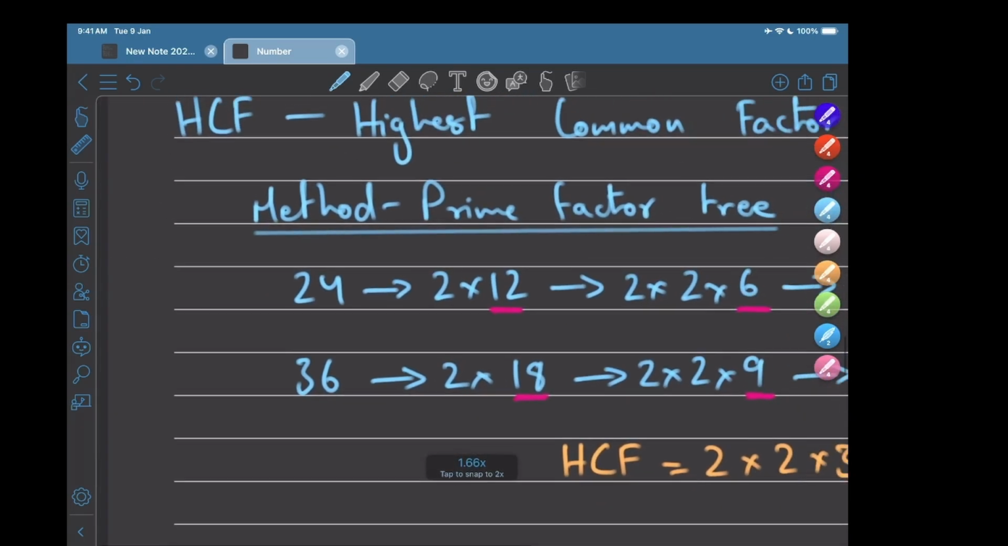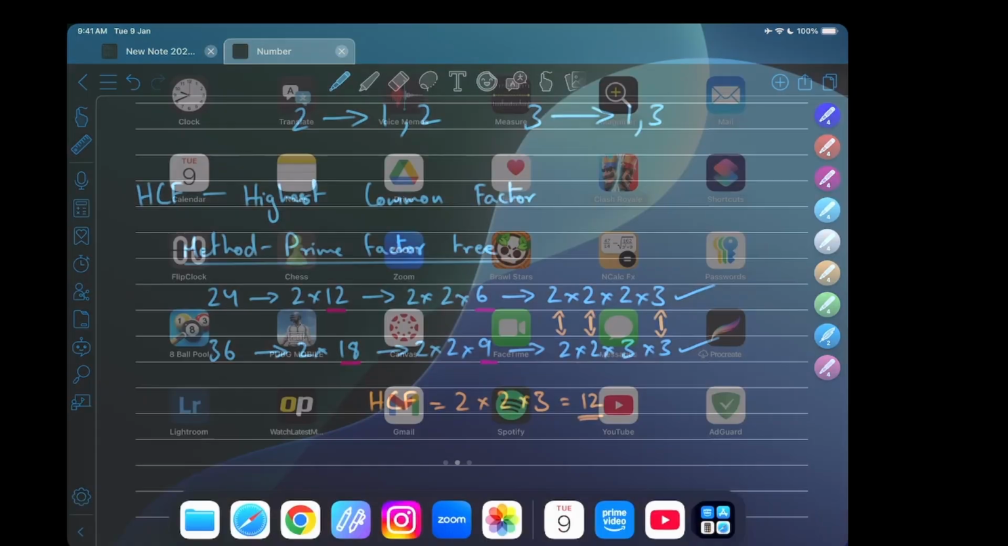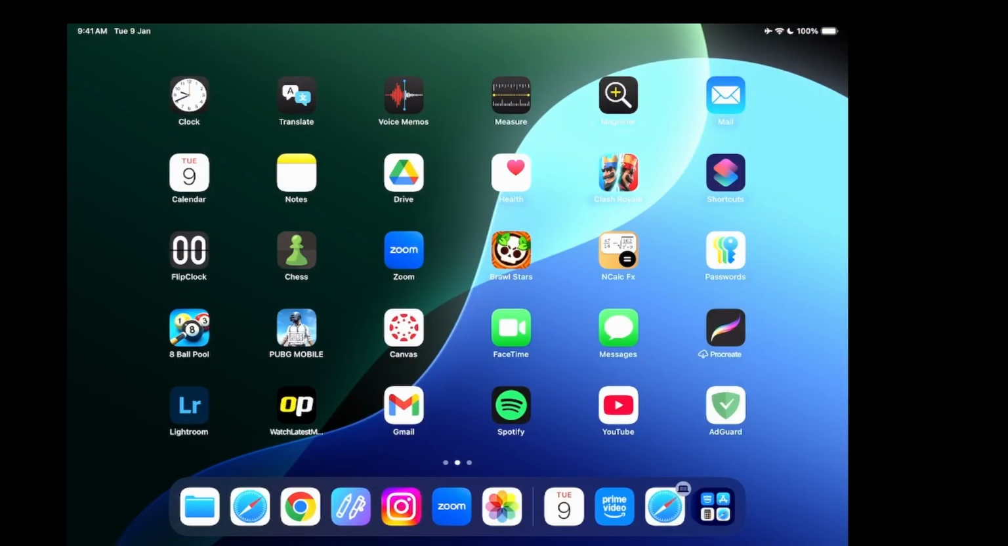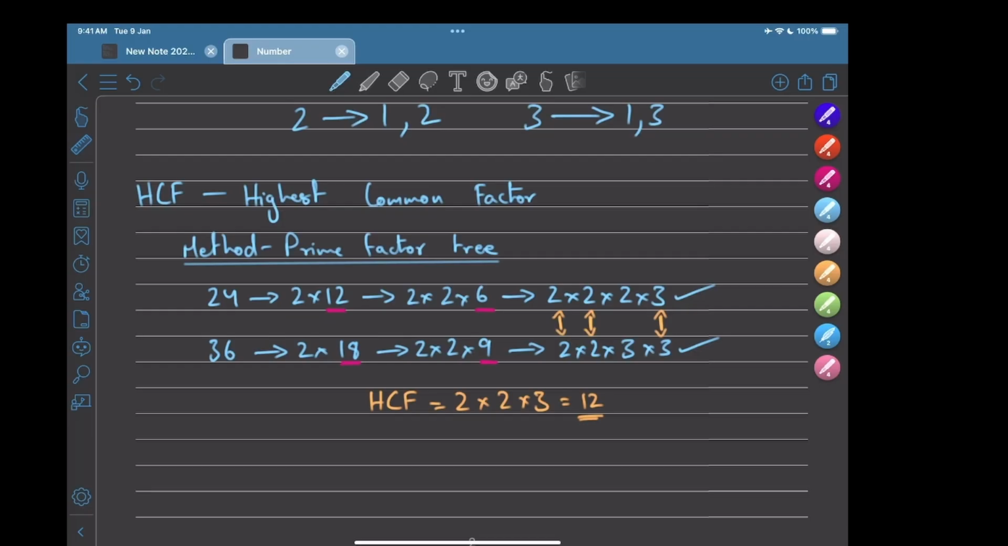Let me elaborate more on that. First we have 24, and we can split 24 into 2 times 12. 2 is a prime number, so we leave the 2 and move forward with 12. Now again we break down 12 into smaller factors so that we can get primes. So we get 2 times 6. Again 2 is a prime number, so we let it be, and then we have 6.